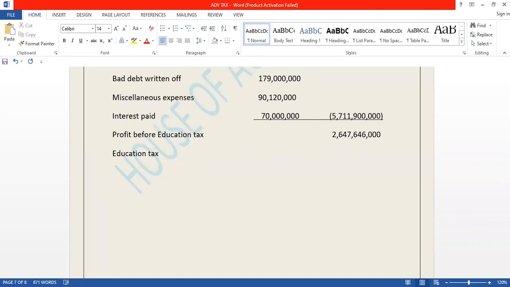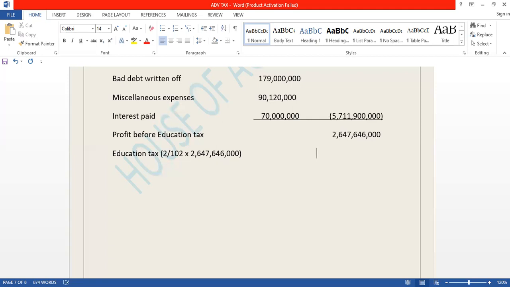And how do we do that? There's a formula for that. It's always 2 divided by 102. Then multiply by the figure we have, which is 2647. Please start pressing the calculator. 647,646,000.